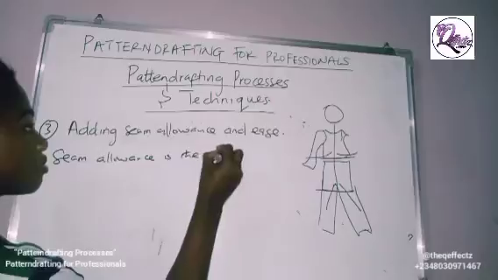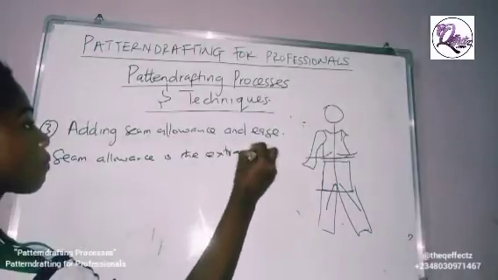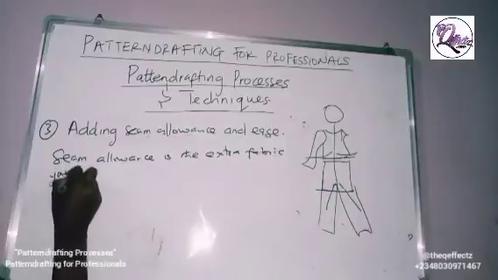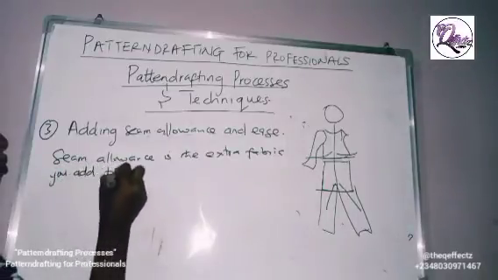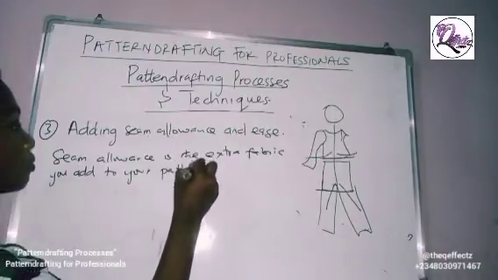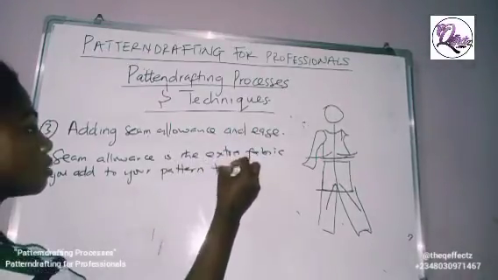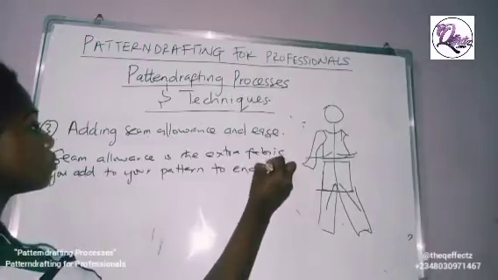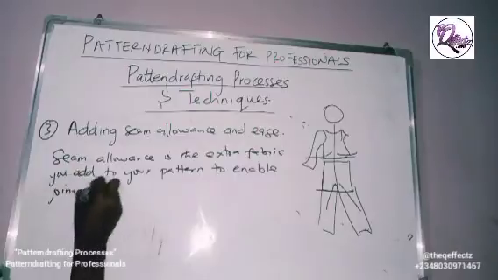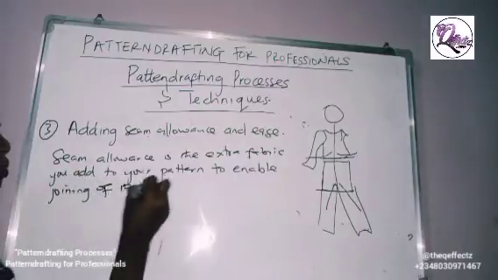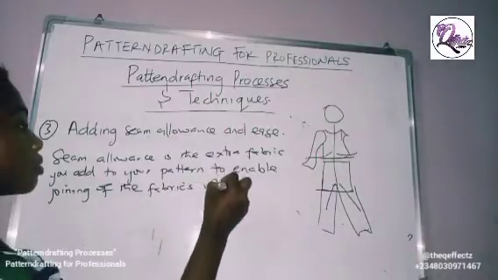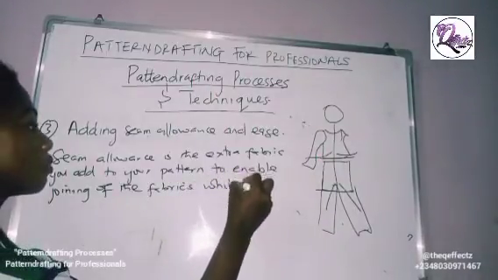A seam allowance is the extra fabric you add to your pattern to enable joining of the fabrics while sewing.